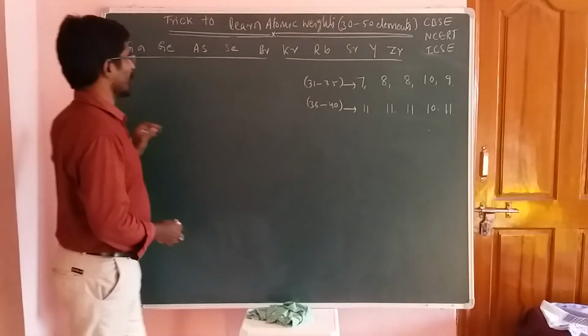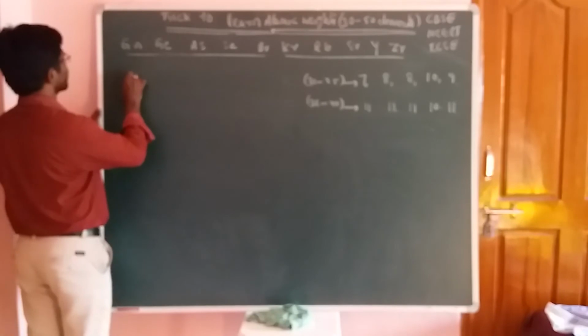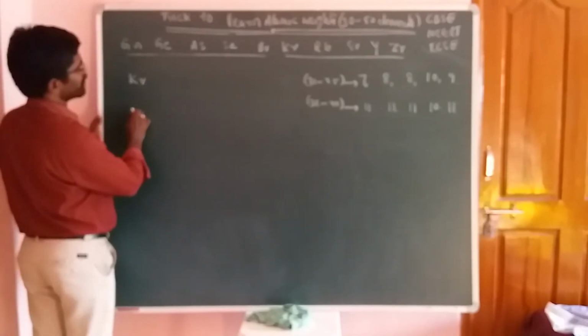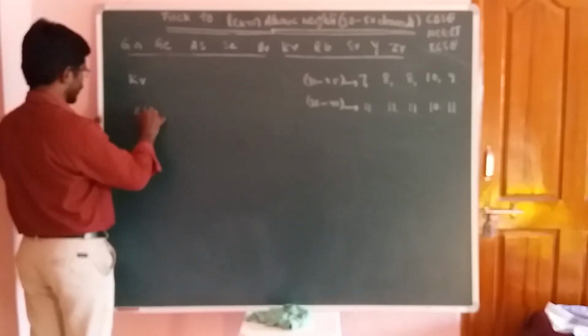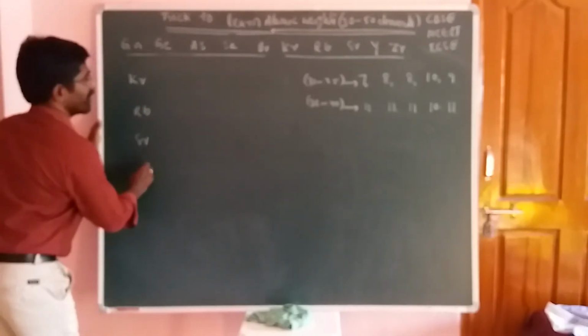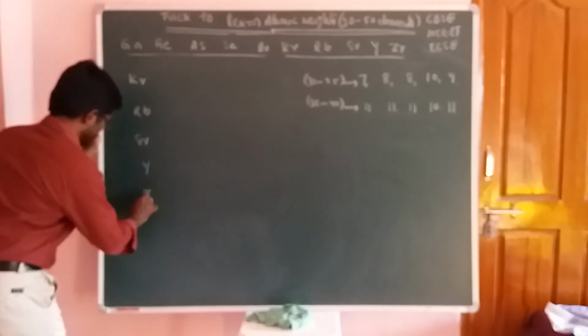Friends, now I will take the second set. This one is the krypton element. Next one is the rubidium element, and next one is the strontium element. The next one is yttrium, and the next one is zirconium.